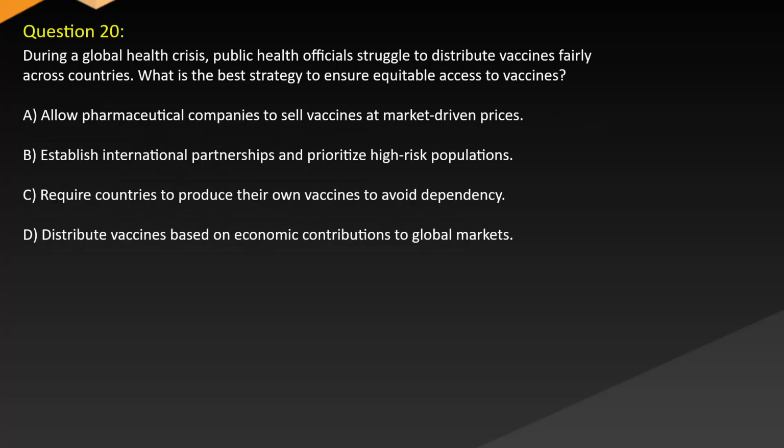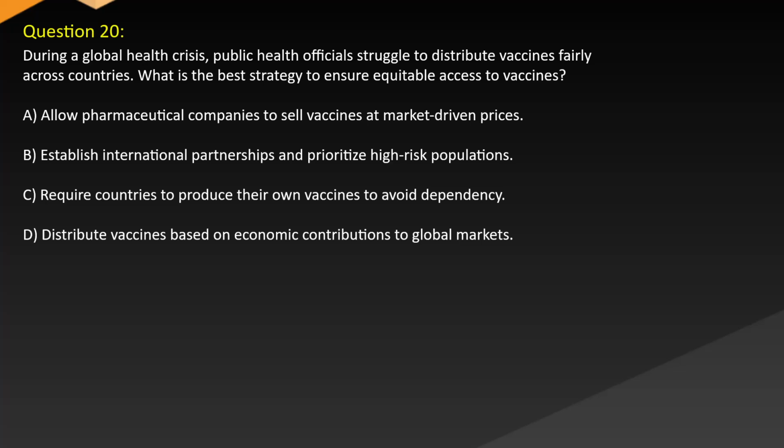Question 20. During a global health crisis, public health officials struggle to distribute vaccines fairly across countries. What is the best strategy to ensure equitable access to vaccines? A. Allow pharmaceutical companies to sell vaccines at market-driven prices. B. Establish international partnerships and prioritize high-risk populations.